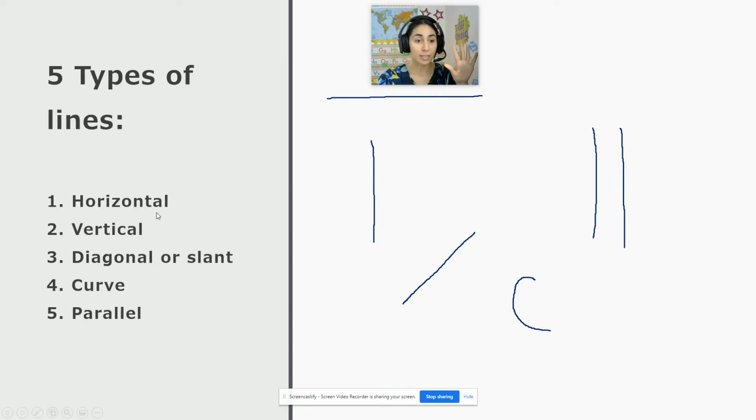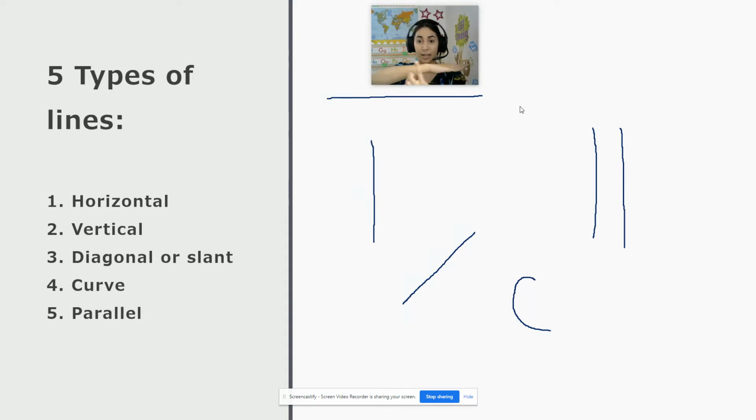Number one, we have horizontal. As you can see right here in the white space, we have a blue line that goes from side to side. Okay, there you go. This would be a horizontal line because it goes from side to side.